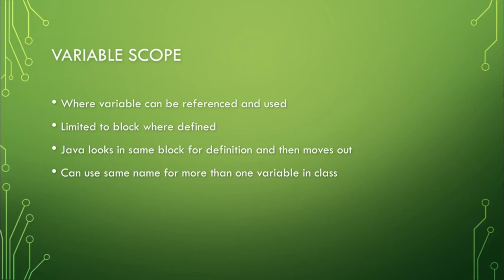The scope of a variable is where the variable can be referenced and used. This is limited to the block where the variable is defined. When a variable is used, Java looks in the same block for a definition. If a definition is not found, Java moves out a level to find the definition. Because the scope of a variable is limited to the block where it is defined, you are able to use the same name for more than one variable in a class.